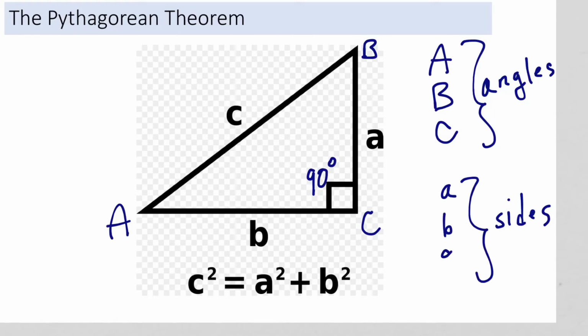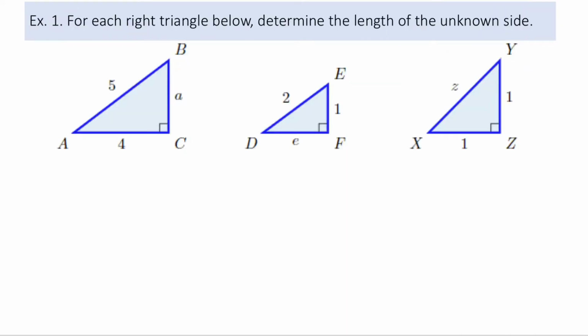All right, so the Pythagorean theorem holds for right triangles, and this says your hypotenuse squared, your long side that's opposite your right angle, is equal to the sum of your legs squared, a squared plus b squared. Or it could say b squared plus a squared, it wouldn't matter because sums are commutative. So we use the Pythagorean theorem to find a missing side if we know two sides.